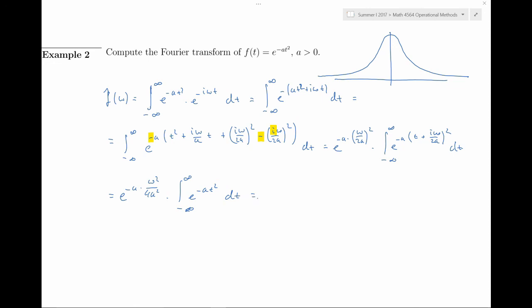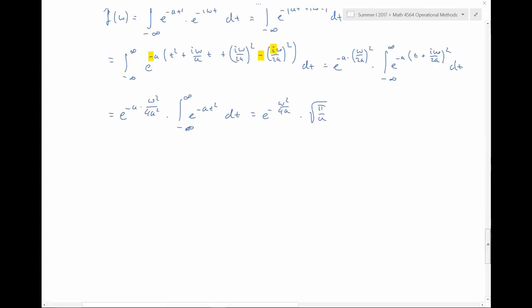I'm not going to derive the computation of this integral since it should have been done in your multivariable class or any class on probability theory that you may have taken, and I know this integral is just square root of pi over a. So we end up with e to the minus, a and a cancels out, so I get omega squared over 4a, multiplied by square root of pi over a. So you can see if a is equal to 1/2, then the Fourier transform of this function is exactly the same as the function itself.